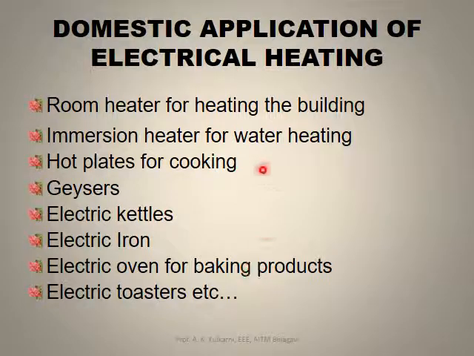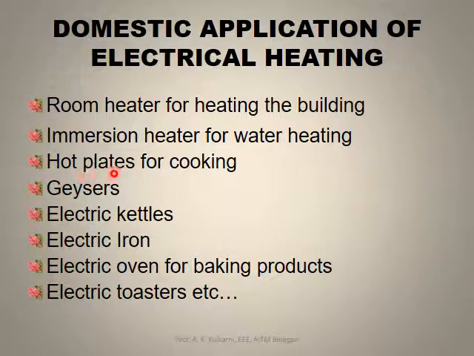Now let us see the various applications of electrical heating for domestic purposes. In our homes, we will check where we can utilize electrical heating. In most Western countries, we want a room heater, for which we need to convert electrical energy to heat energy. So room heaters, for heating buildings, are one of the domestic applications. We also want an electrical heater for water heating, which is another example.